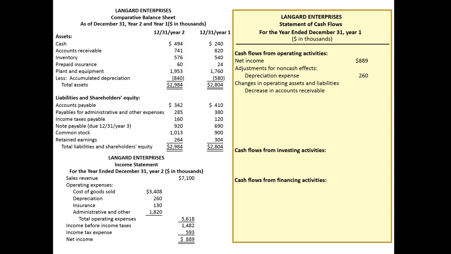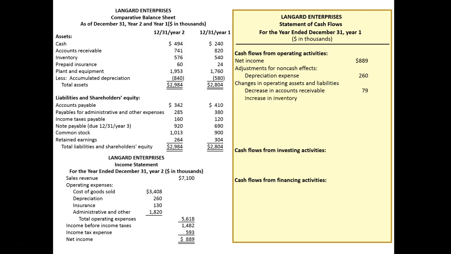Since our accounts receivable decreased from year 1 to year 2, as a result of the fact it decreased, we're going to add $79,000 back. Think about this. If our accounts receivable was at $820,000 in year 1, but then reduced to $741,000 in year 2, then that means more customers paid in extra to reduce that accounts receivable, which resulted in greater cash.